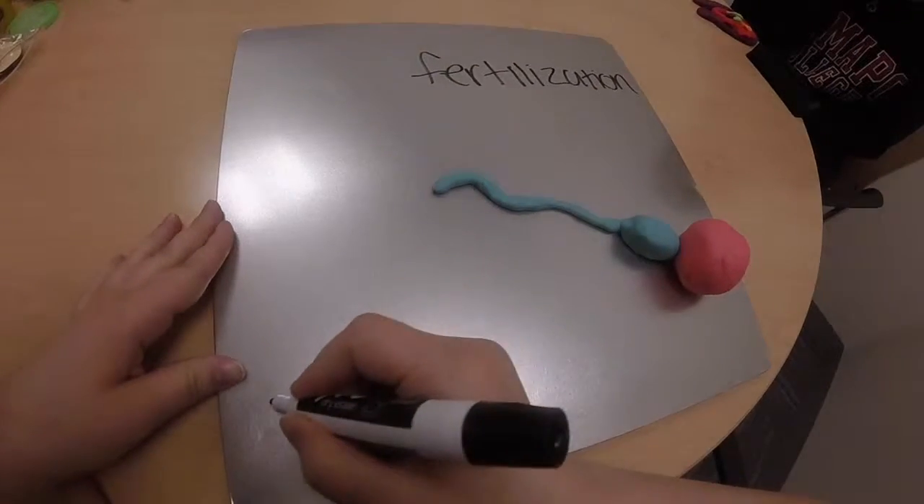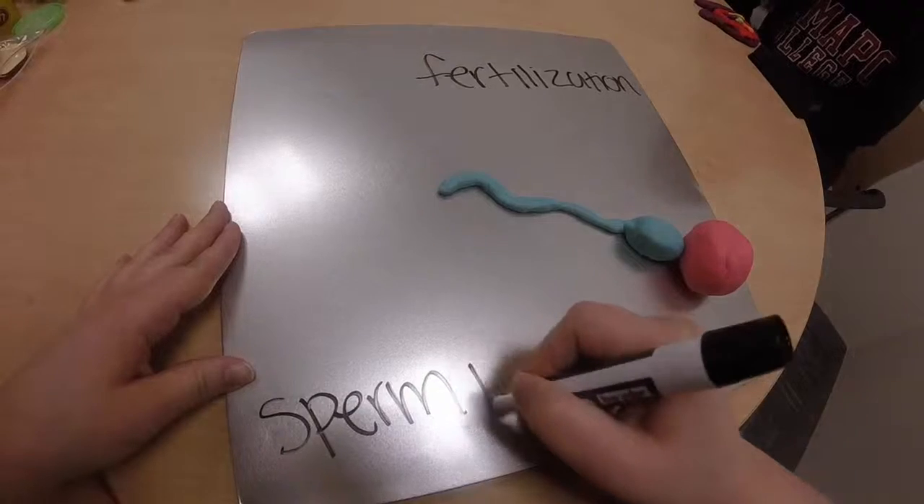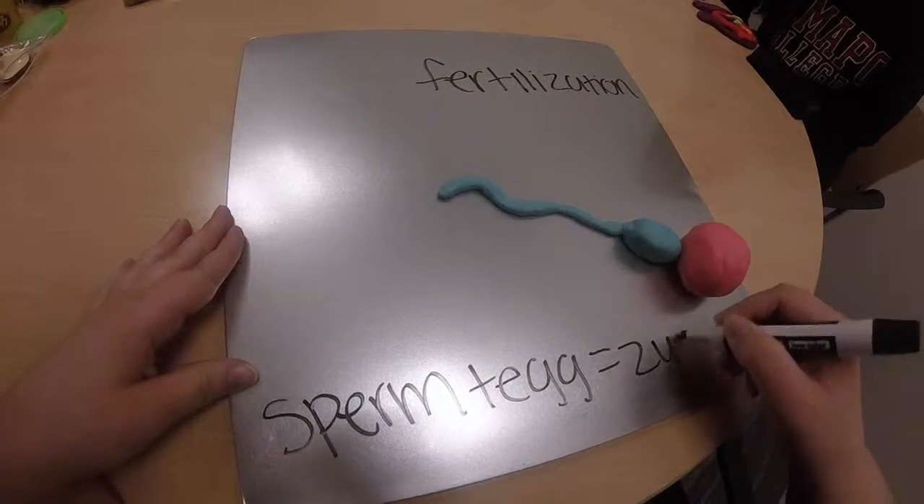This is how fertilization occurs. This process occurs in the fallopian tubes. Fertilization occurs when a sperm's chromosomes combine with those of an egg to form a fertilized egg or a zygote.